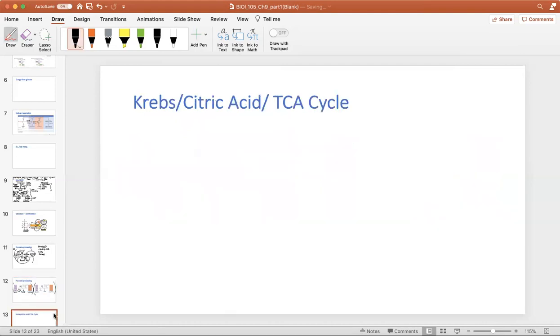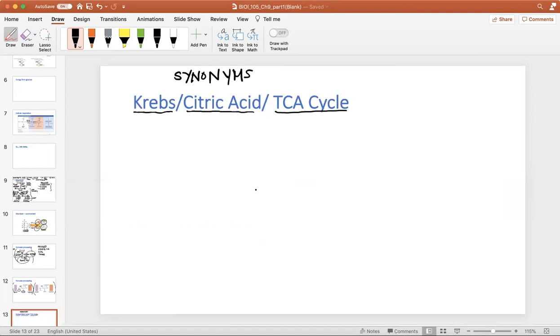Next step. The next step is known by many names. So in high school, you may have learned the Krebs cycle, or you may have learned the citric acid cycle, or you may have learned the tricarboxylic acid cycle. All of those are synonyms for the same biochemical set of reactions.